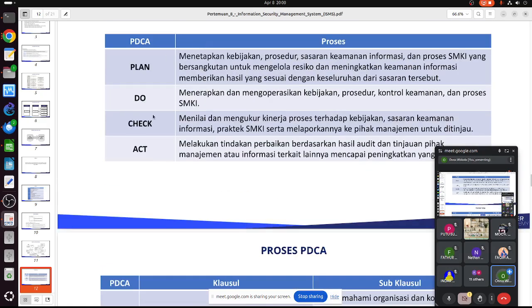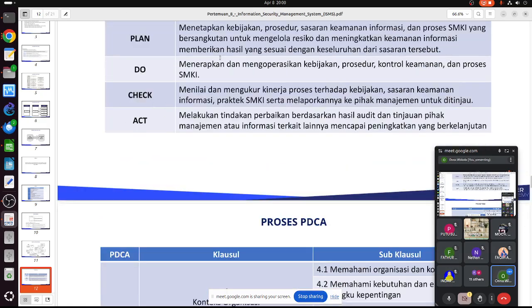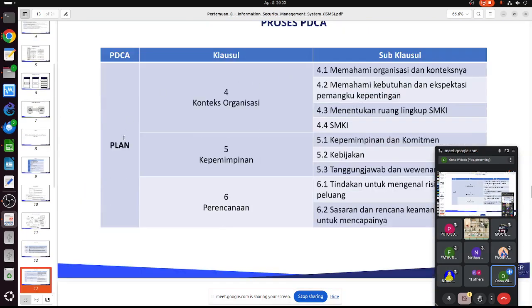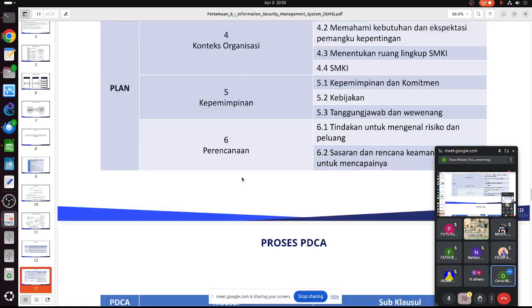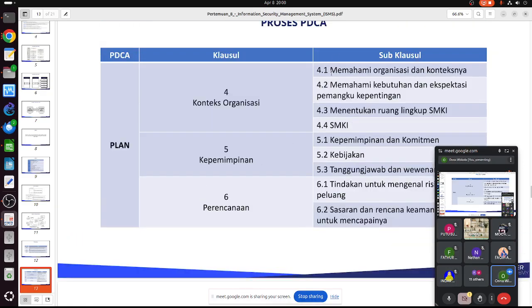Okay, so that's plan, do, check, act. And that's always a cycle. In planning, we have organizational context, the leadership and so on. Okay, so we can see these things, and at every point like this, we need to have documents. That's the problem with ISO 31000, ISO 27000. We need documents on all these things.